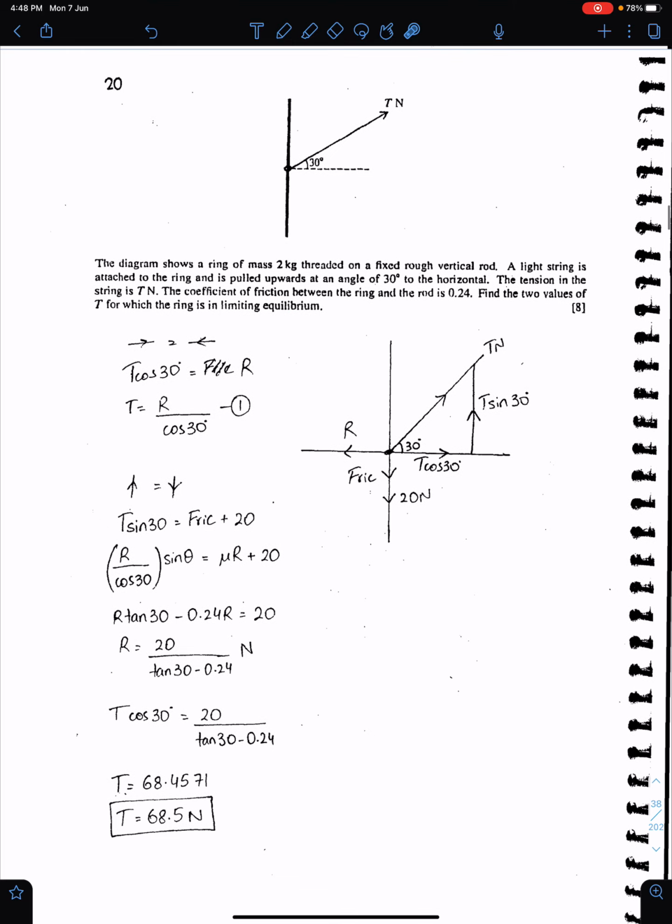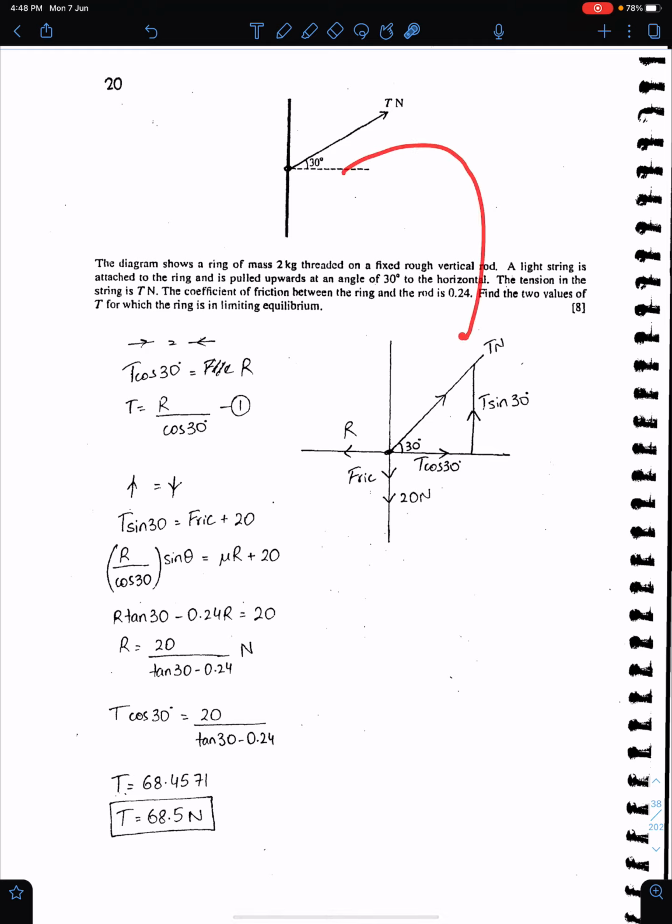In this case, there are two possibilities. Maybe ring is moving in downward direction or maybe ring is moving in upward direction. That is why they ask find the two possible values of T. So you just need to consider both the situations, like when ring is moving in upward direction, when ring is moving in downward direction, because in this case it depends. When rod is vertical and we have tension in this way, so these are two possibilities. Maybe ring is moving in downward direction, maybe ring is moving in upward direction.